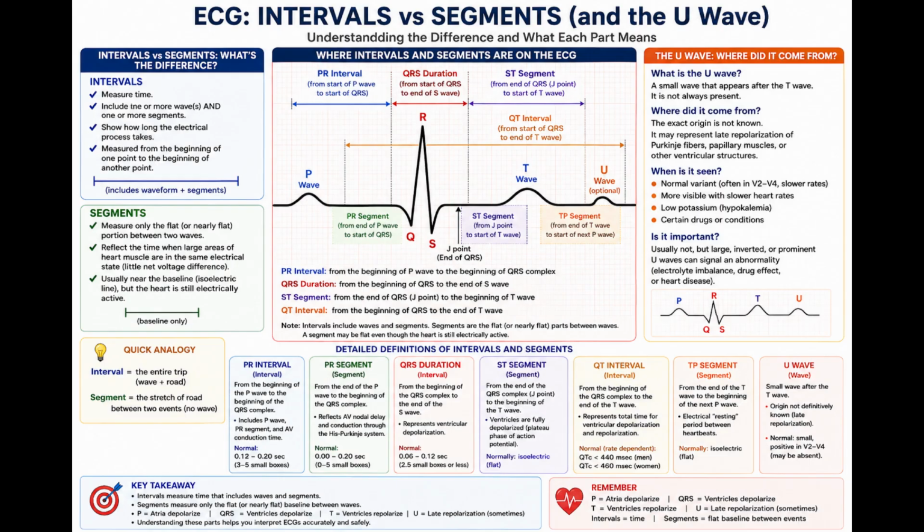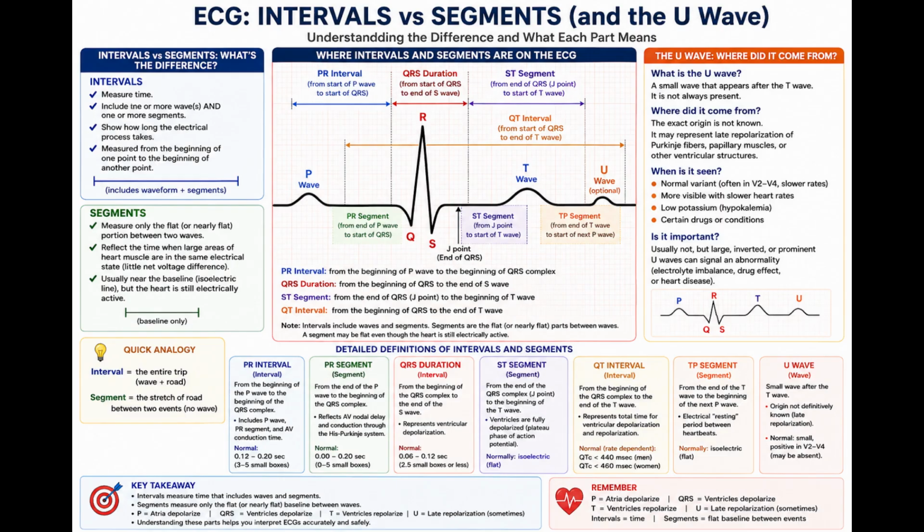The video will examine the PR interval, PR segment, QRS duration, ST segment, QT interval, TP segment, and the sometimes visible U-wave. Waves, segments, and intervals. A wave is a visible deflection above or below the ECG baseline. Examples include the P wave, the QRS complex, the T wave, and occasionally the U wave.